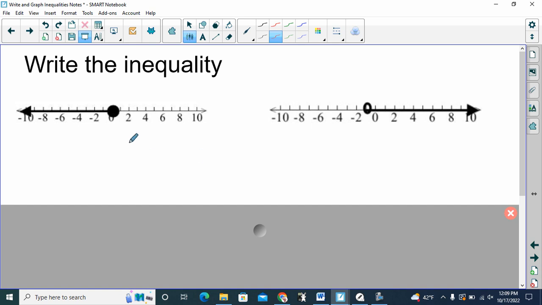So the one on the left here, notice we're working with 0, so let's call our variable x. We know it's 0. We want to think, is the shading smaller than the 0 or above the 0? In this case, it is smaller than the 0. The 0 is bigger than the shading, so that should look like this. Because it is a closed circle, we need the or equal to. X is less than or equal to 0.